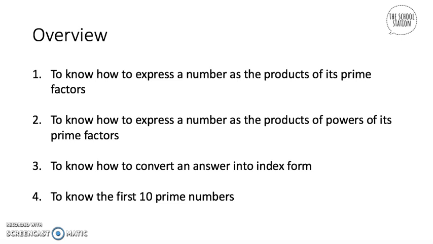Number 3, we also know how to convert an answer into index form. Again, if you have a number like 2 times 3 times 3 times 3, we can just say 2 times 3 to the power of 3, and that is in index form now. And last of all, we also found out the first 10 prime numbers, which I would really recommend you to know how to work out yourself or just memorize.